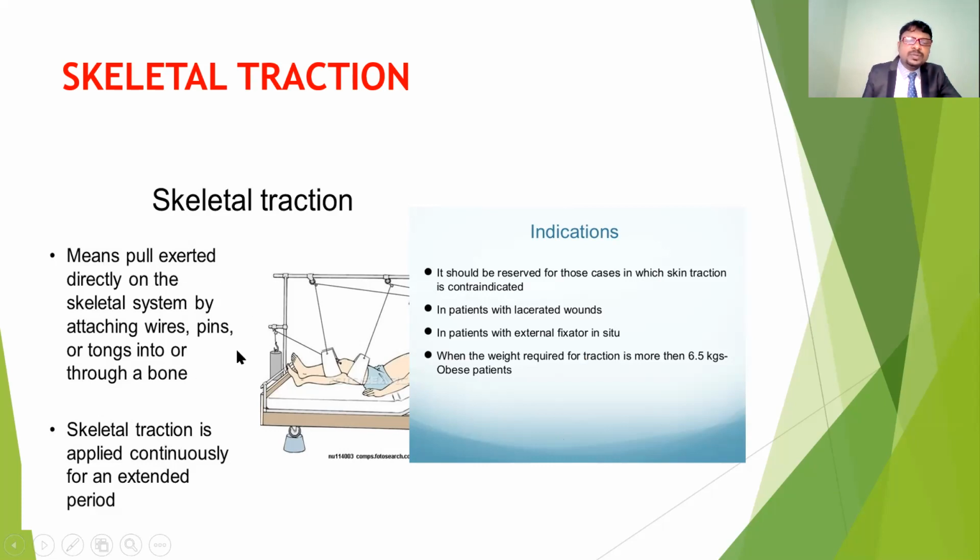Skeletal traction means the pull is exerted directly on the skeletal system by attaching wires, pins, and also tongs into the bone. So you apply the slings and arrange the pins, and then you get the skeletal traction.